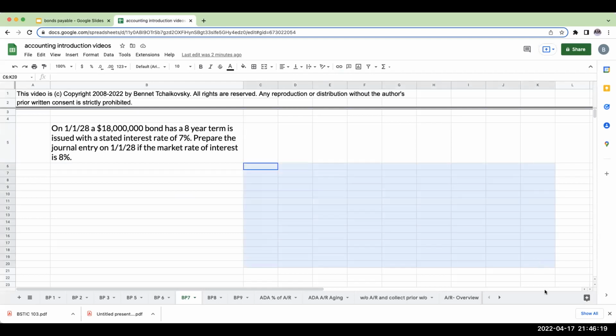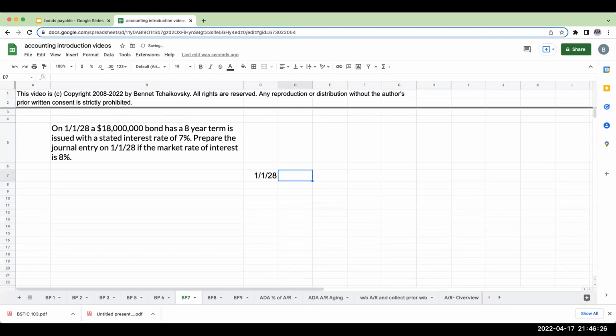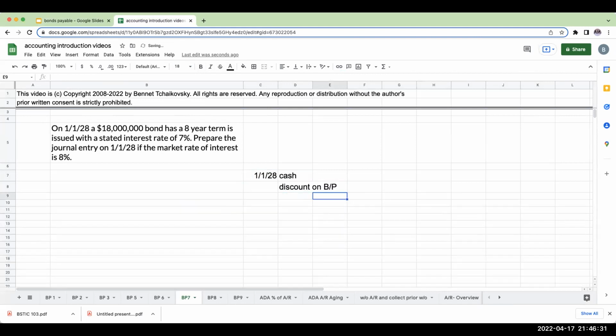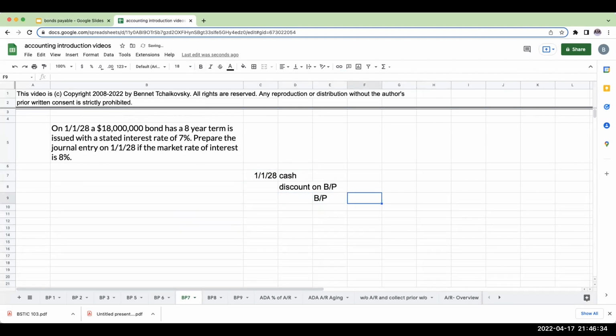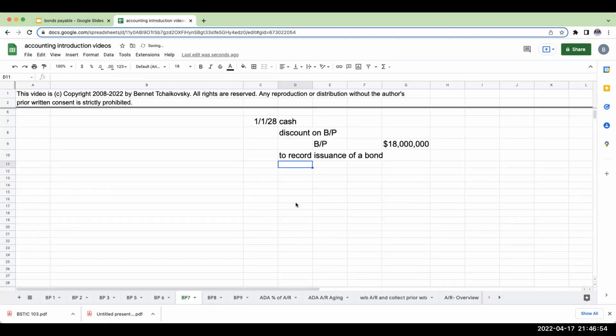So what am I going to do? I'm going to write out the journal entry. On 1/1/28, I'm going to be debiting cash, debiting discount on bonds payable, and crediting bonds payable. Whenever I credit bonds payable, whether it's a discount or a premium, I'm always going to record it at the face value. So this is going to be 18 million, to record the issuance of a bond.